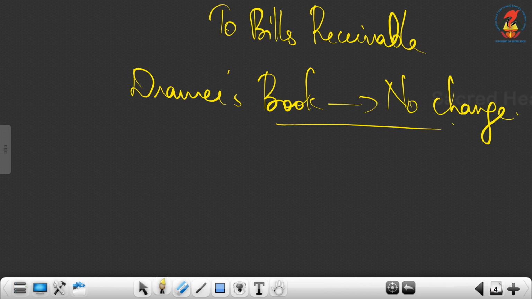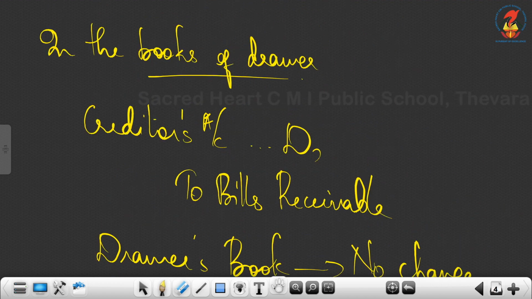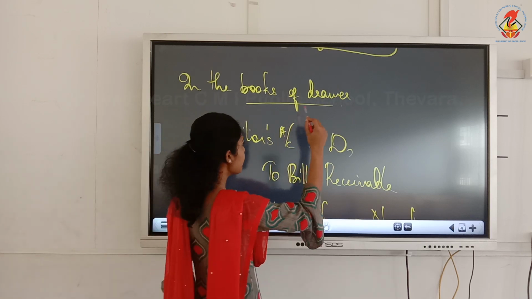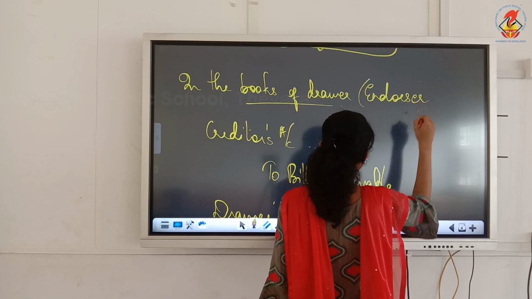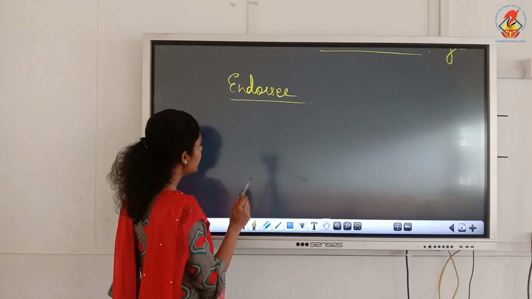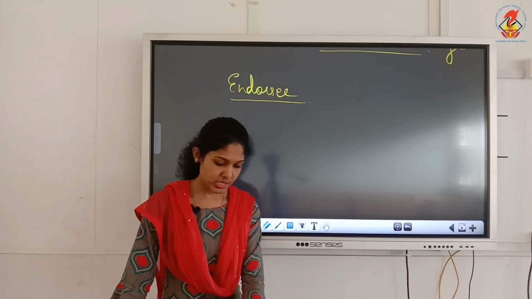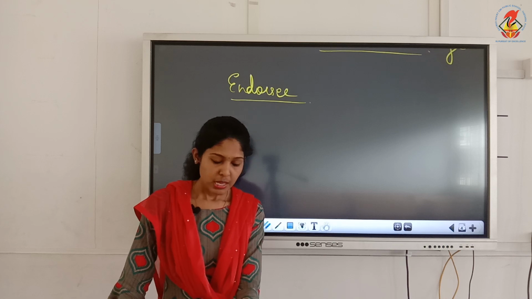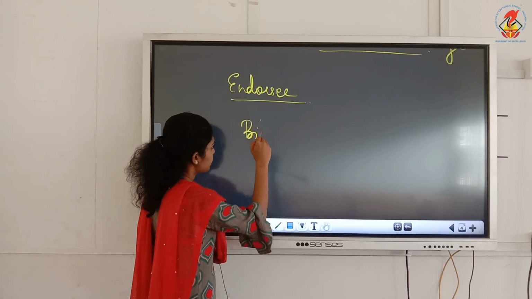Then here there is one more person, that is endorsee. We have endorser and endorsee. This is drawer at the same time. We can call him as endorser also. He is the person who is transferring the bill. So he is endorser and at the same time he is a drawer. And in endorsee's books, so you can write in the books of endorsee, give the heading and then you write bills receivable account debit to endorser.